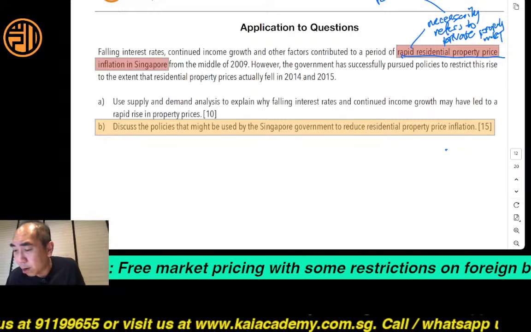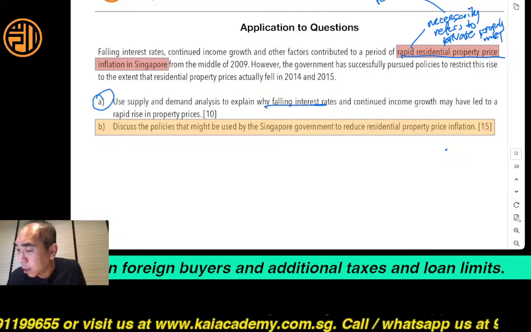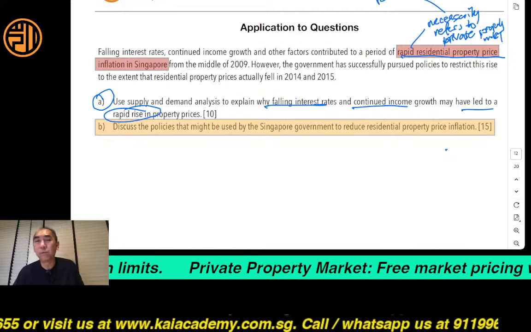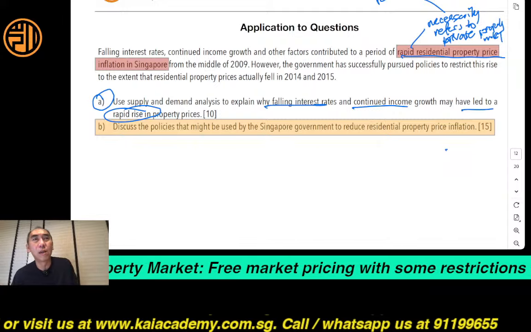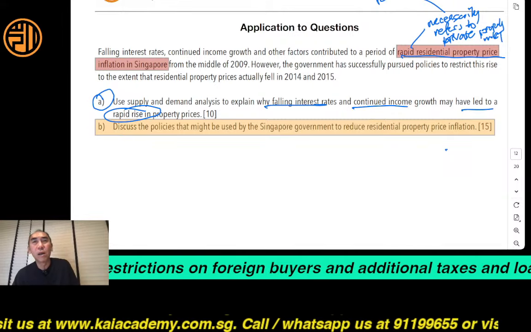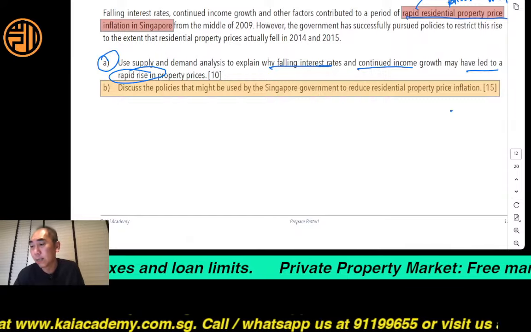So even in part A of this question, when you're asked to explain how the events here, the falling interest rate and rising income growth, may have led to a rapid rise in private property prices, that cannot be referring to the BTO prices, right? That should be referring only to the HDB resale and private property. Alright, so let's look at how to answer this question.